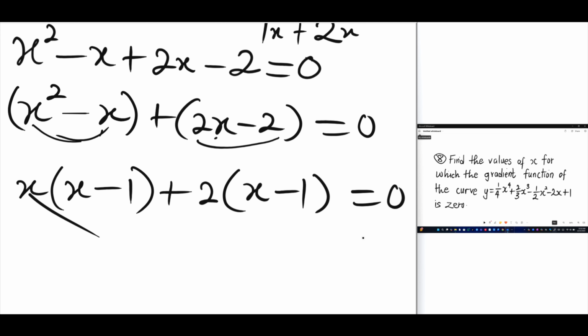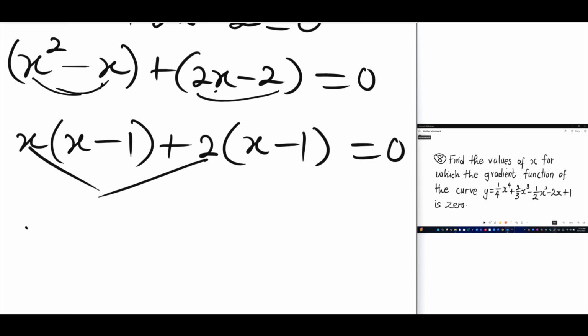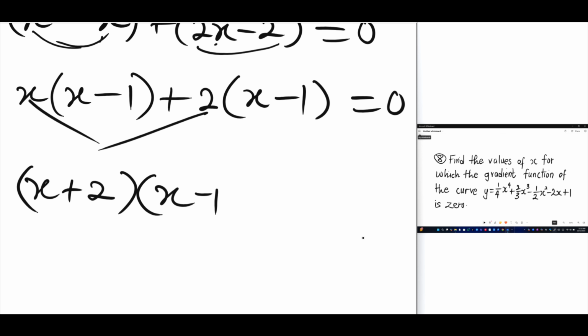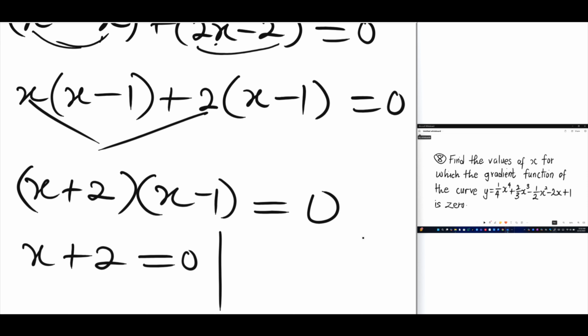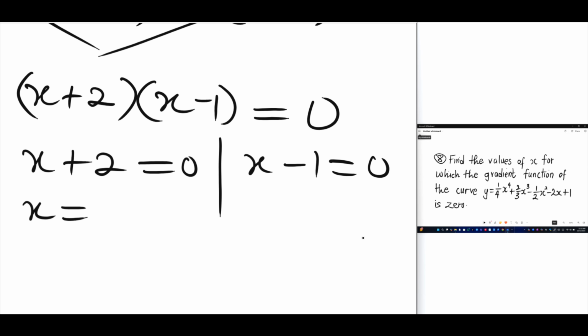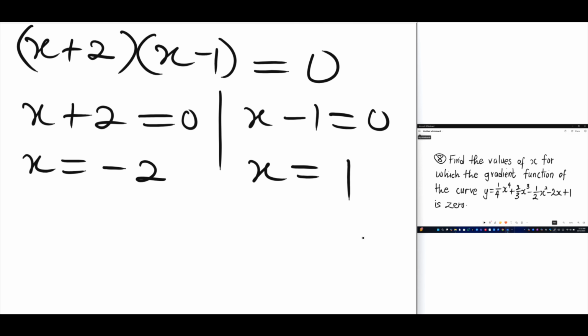So you bring the factors together. So you are going to get x plus 2 in one bracket, multiplied by the other bracket, x minus 1. Then everything equal to 0. We have x plus 2 equal to 0, or x minus 1 equal to 0. So here we are going to get x to be negative 2 and here x equal to positive 1. But we have already solved for one of the x values, which we had to be negative 1.